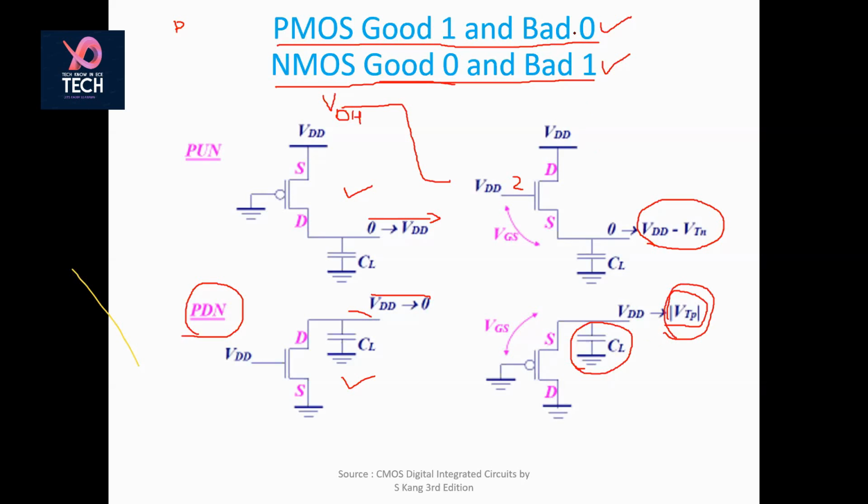So I hope you are getting a very good idea of how your PMOS is acting as good one and bad zero, and how your NMOS is giving good zero and bad one, and why your PMOS is used as pull-up network and your NMOS is used as pull-down network. So this is the basic thing. Whenever you are implementing any logic using CMOS, your PMOS is going to be used as pull-up network and your NMOS is going to be used as pull-down network.